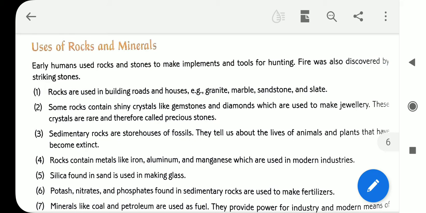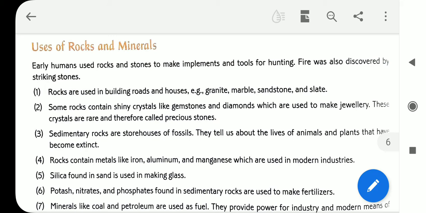Sedimentary rocks are storehouses of fossils. They tell us about the lives of animals and plants that have become extinct. There are some parts of dead animals stored inside the sedimentary rocks. When these fossils are extracted from the sediments, scientists are able to say that some animals are going to be extinct, meaning they are going to be finished from the earth. They have disappeared from the earth.